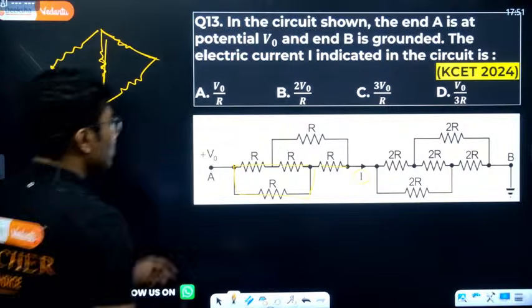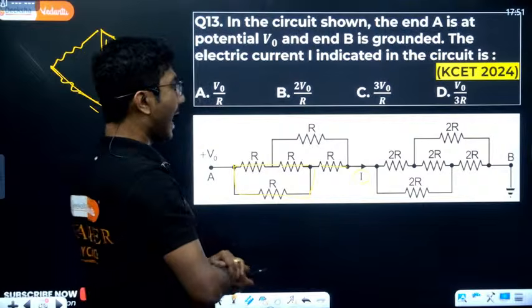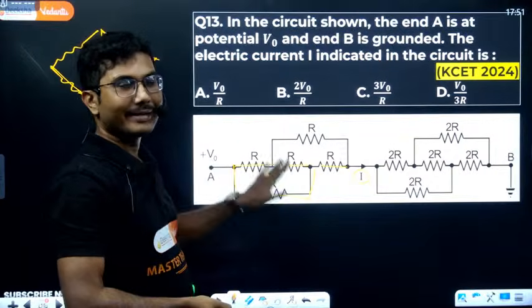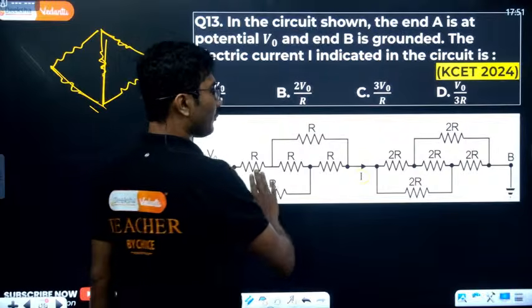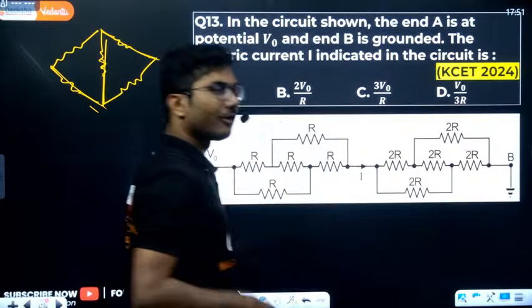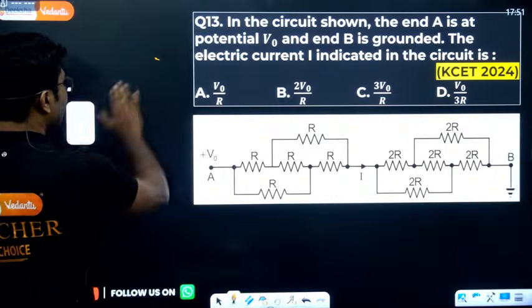So if you take these 2 points and rotate it, you will get your Wheatstone bridge pattern back, and this pattern is nothing but a Wheatstone bridge pattern. That means we have to find out whether the bridge is balanced or not. Obviously, it will be given to you as a balanced condition only. You don't need to worry about it as well.